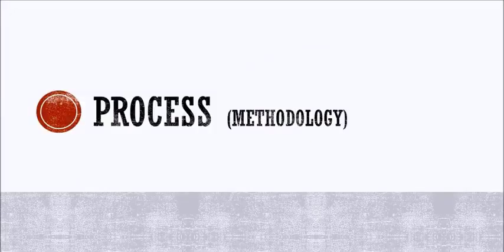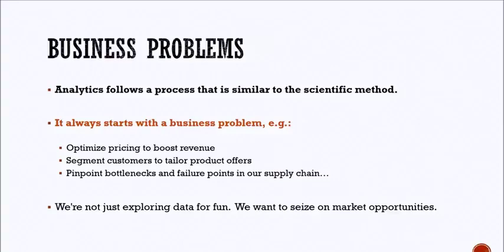Okay, so now we want to talk a little bit about the process, right? How we do analytics. What are the methods that we use? So similar to the scientific method, we always start with a business problem that we're trying to solve. Some of the problems might be, how do we optimize pricing? What's the optimal price to allow us to boost our revenue? Or how might we segment our customers to tailor product offers to them, so there's a higher likelihood that they'll buy something? Or a problem might be solving bottlenecks or failure points in our supply chain. So we first want to figure out what problem we're trying to solve.